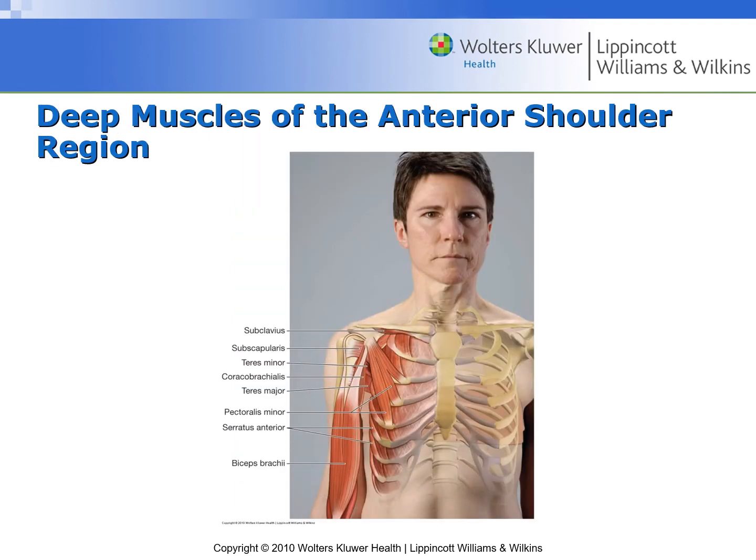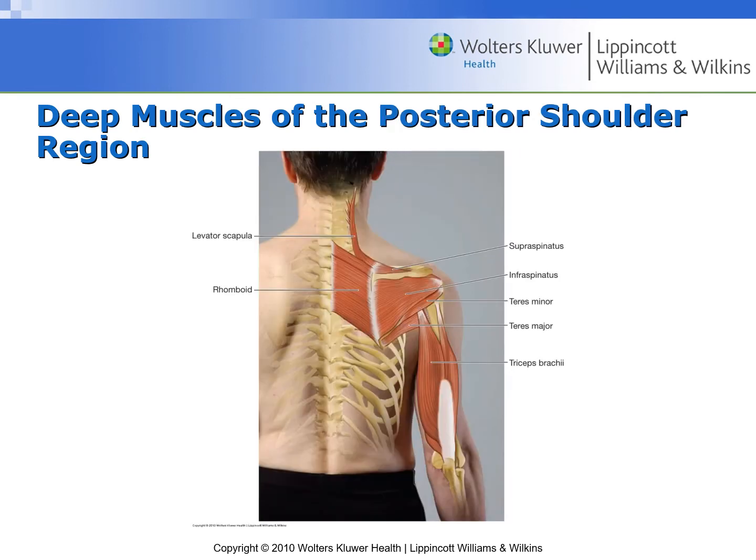And here we see the deep muscles of the shoulder from an anterior view, beginning with the subclavius, the subscapularis, the teres minor, the coracobrachialis, the teres major, the pectoralis minor, the serratus anterior, and the biceps brachii. The deep muscles of the posterior shoulder region are the levator scapulae, the rhomboid, the supraspinatus, the infraspinatus, the teres minor, the teres major, and the triceps brachii.